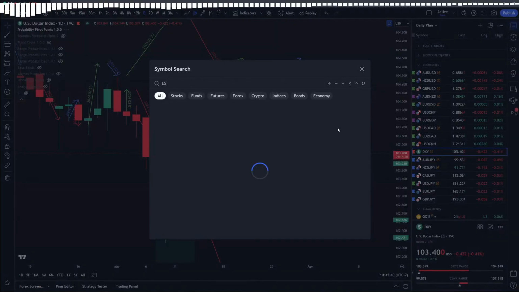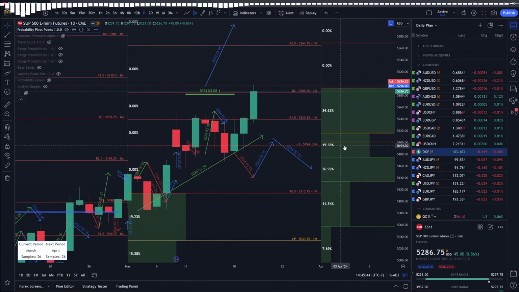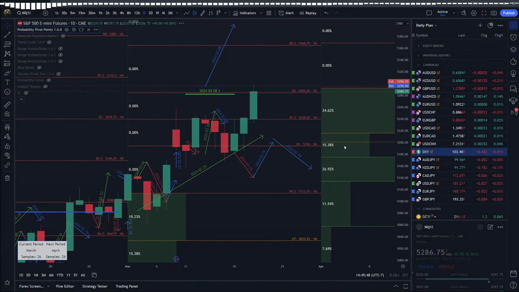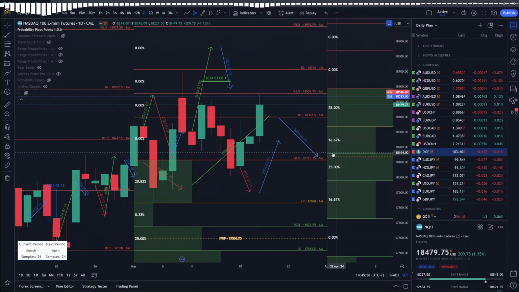I should probably bring up ES. Usually people bring up ES. Again, this has been a phenomenal day for the S&P and a phenomenal day for the NQ. Man, I know so many people who have done well today. So many people that I've talked to today have done well.